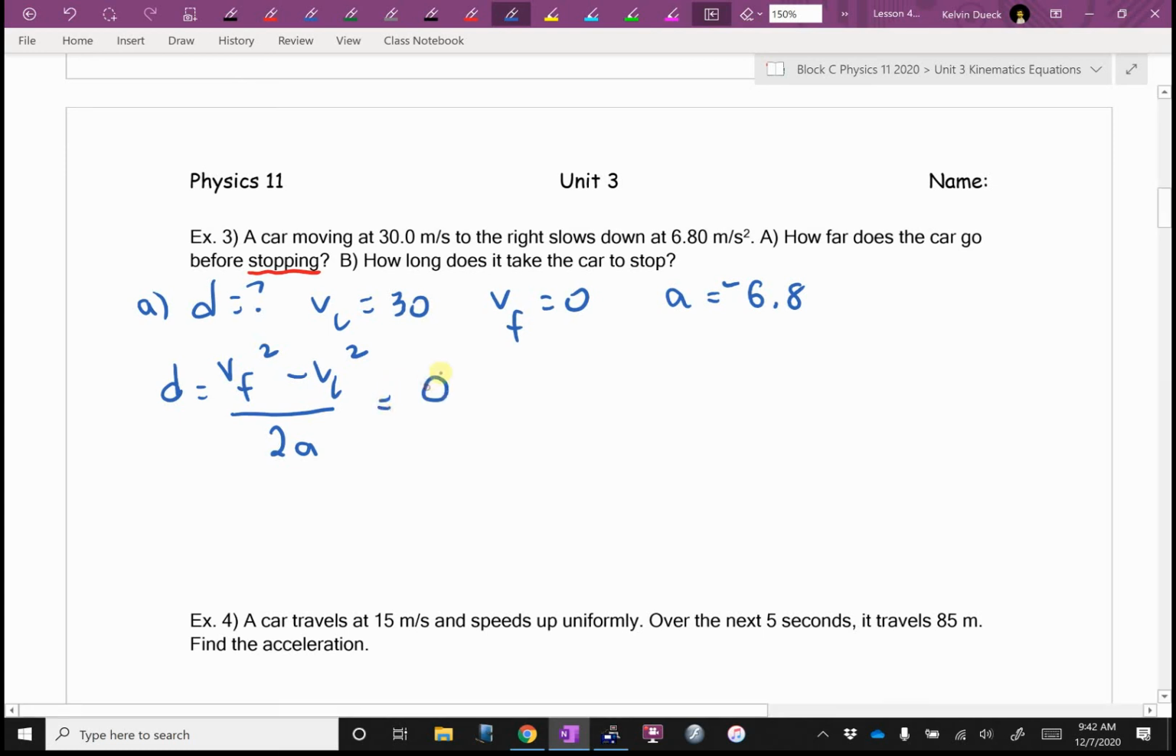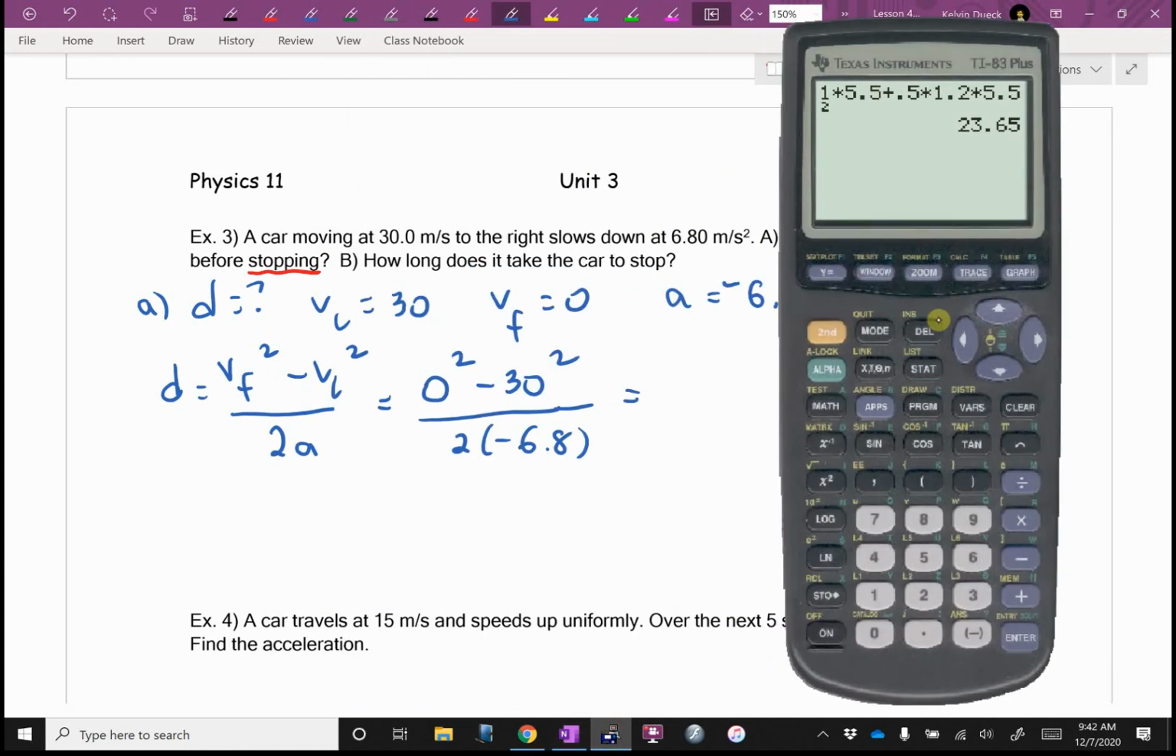0 squared minus 30 squared all over 2 times negative 6.8. Garrett, is this a fraction? Is there more than one thing on the top? Brackets around the top. Is there more than one thing on the bottom? Brackets around the bottom. Or use your fancy fraction button. 0 squared minus 30 squared divided by 2 times negative 6.8.